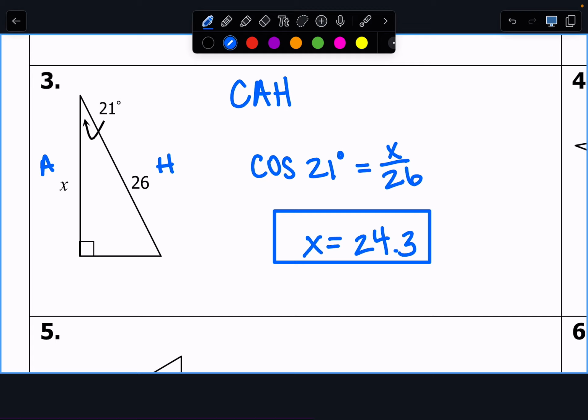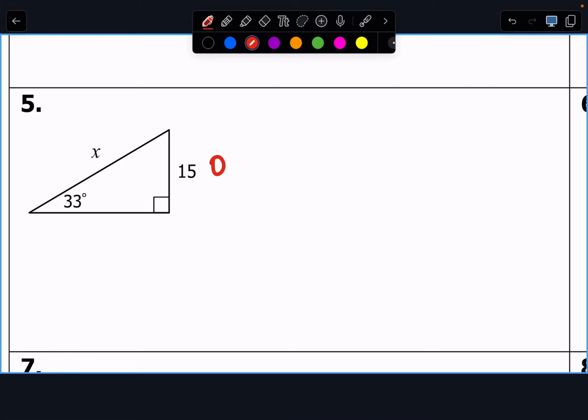Now, I want you to look at number 5 because number 5 is going to be solved just a little bit differently. Which pieces are labeled in number 5? The opposite and the hypotenuse. And if we have opposite and hypotenuse, which trig function are we using? Sine. So we know that the sine of 33 degrees is opposite over hypotenuse.